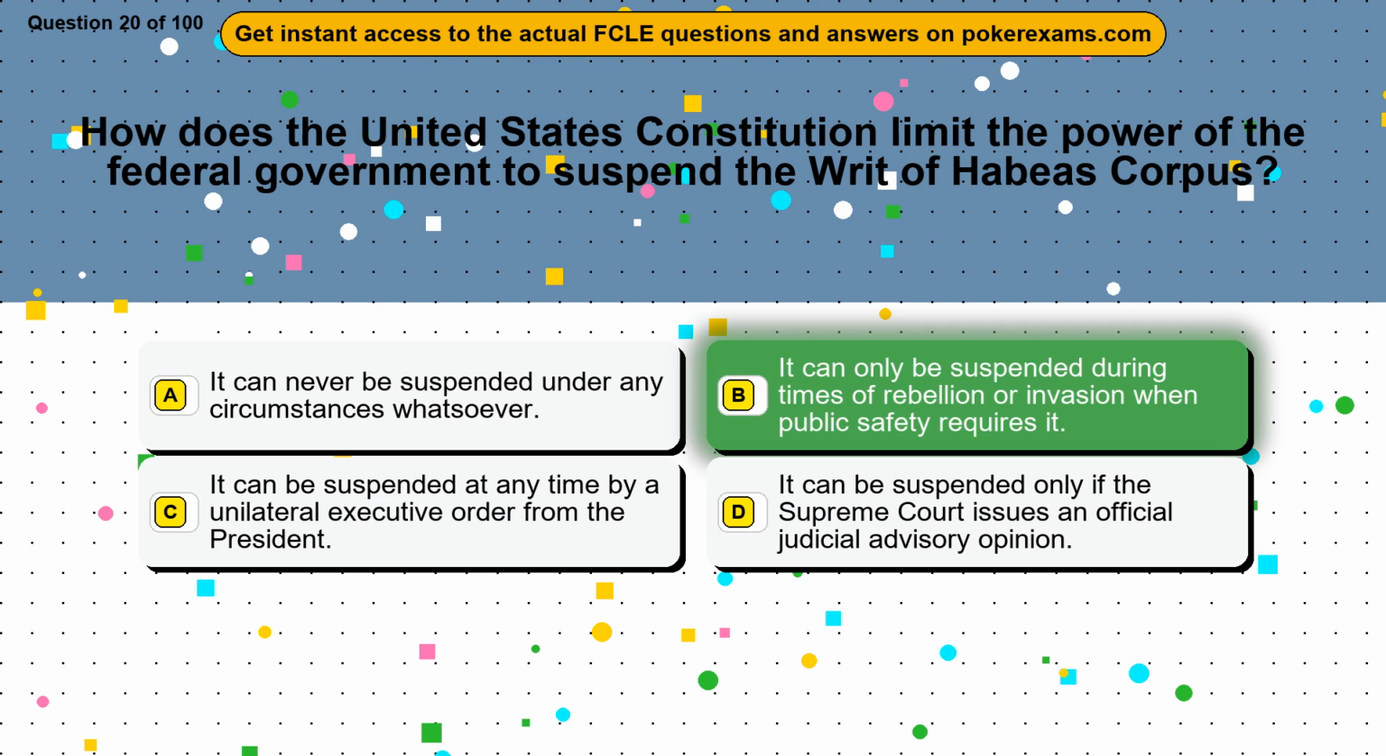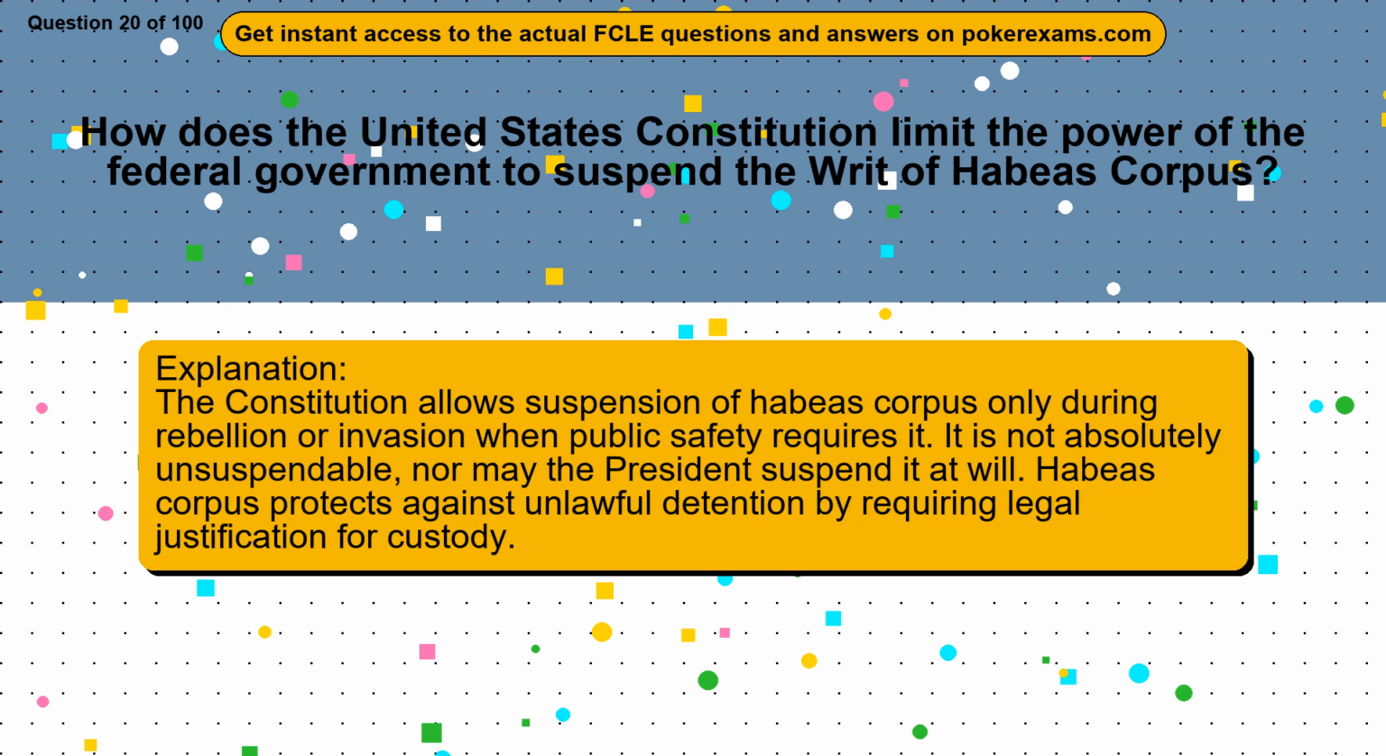The correct answer is option B, it can only be suspended during times of rebellion or invasion when public safety requires it. The Constitution allows suspension of habeas corpus only during rebellion or invasion when public safety requires it. It is not absolutely unsuspendable, nor may the President suspend it at will. Habeas corpus protects against unlawful detention by requiring legal justification for custody.